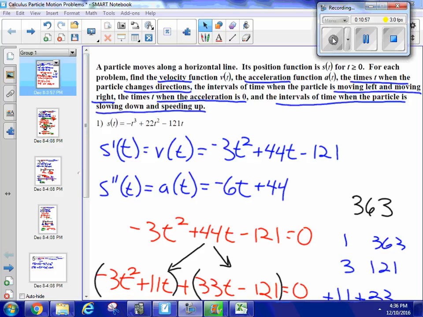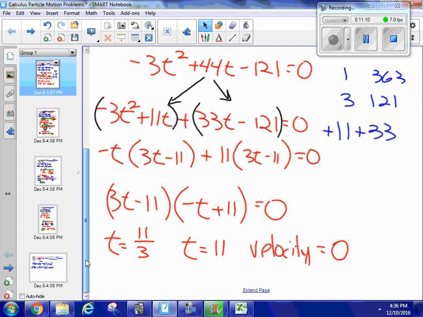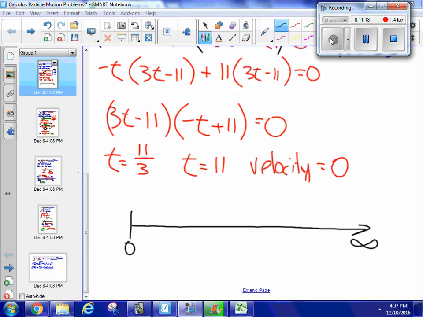So the question is asking, well, am I changing directions? I'm going to find that out. And then I'm going to find out when is the particle moving left and when is the particle moving right. And I'm going to do that by putting together a number line. I'm starting at 0 seconds and I'm going to infinity seconds. So I have one time at 11 thirds and another time at 11. And they don't have to be to scale, it's really just conceptual here.